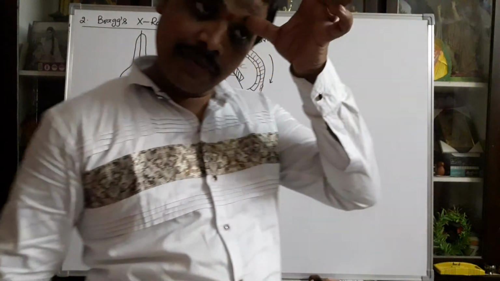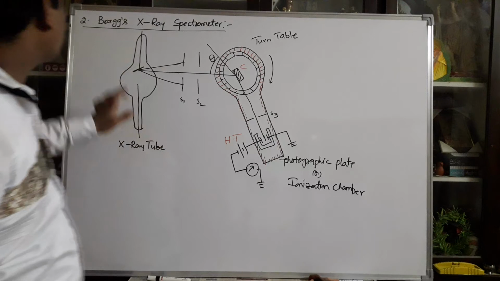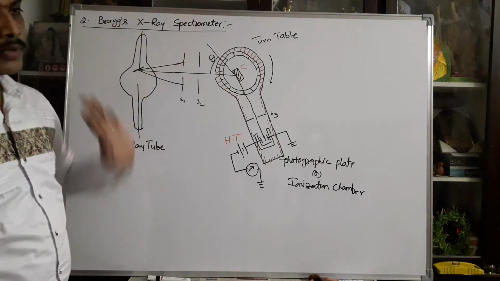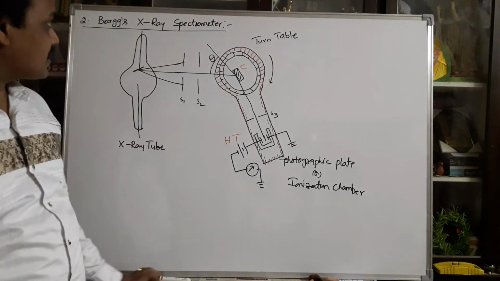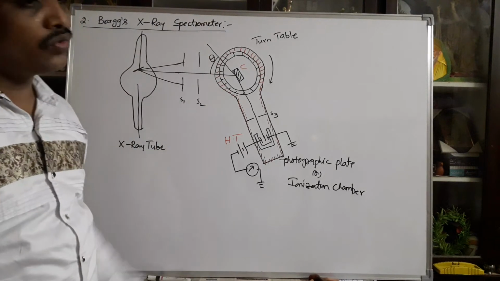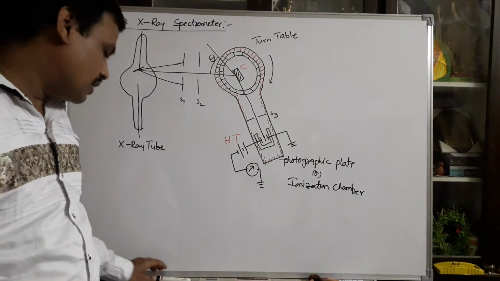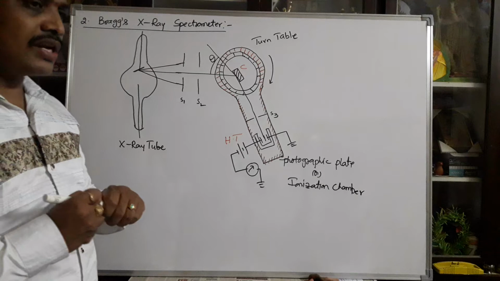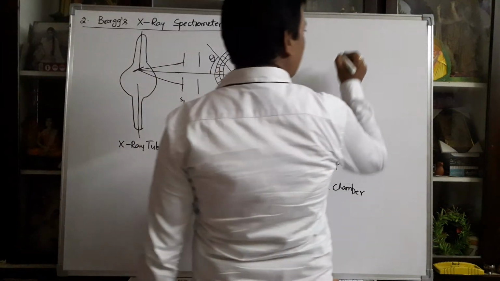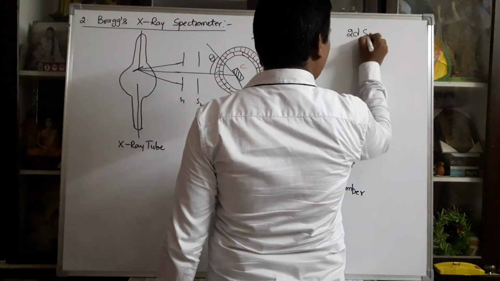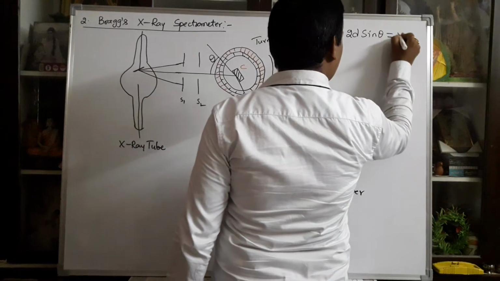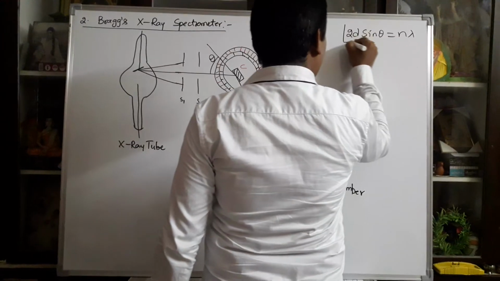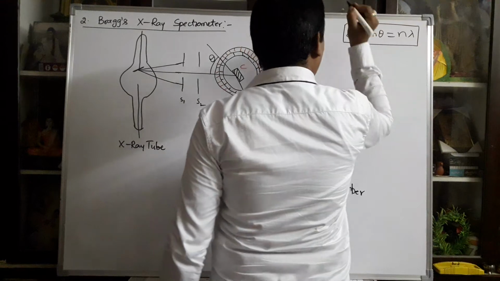After completion of the Laue method, the second method is Bragg's X-ray spectrometer. In Bragg's X-ray spectrometer, here also you can determine the structure of the crystal. When the structure of the crystal is determined, Bragg's condition must be applicable, that is 2d sin theta equals n lambda. This condition must be applicable, no doubt.